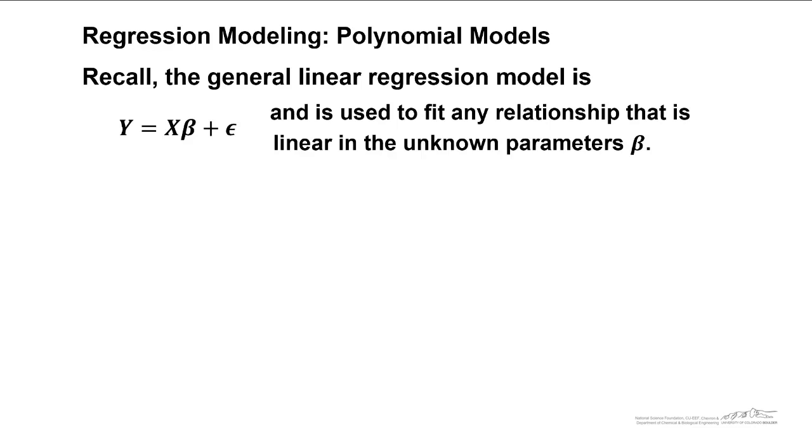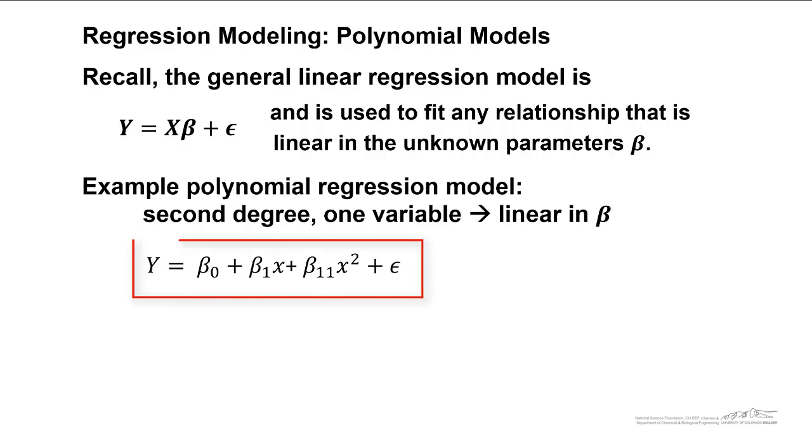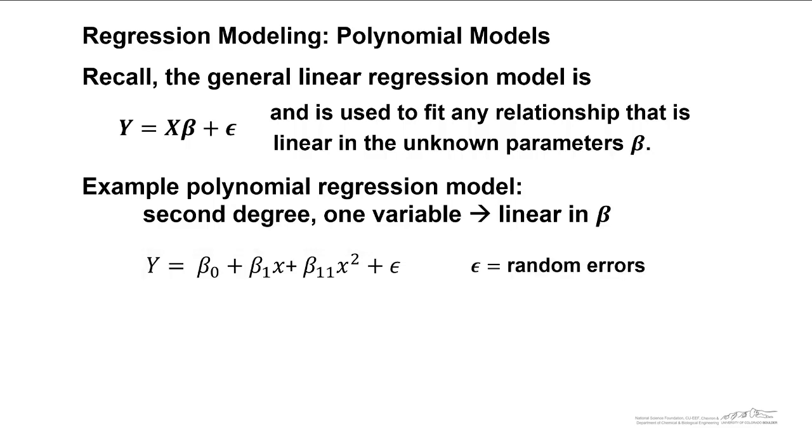Recall the general linear regression model in matrix form is shown here, y equals x beta plus epsilon, and it can be used to fit any relationship that is linear in the unknown parameters beta. That's what defines a linear regression model, it's linear in beta. An example of a polynomial regression model is shown here. This is second degree in one variable, and it's linear in beta. This parameter epsilon represents the random errors that are associated with the measurements.